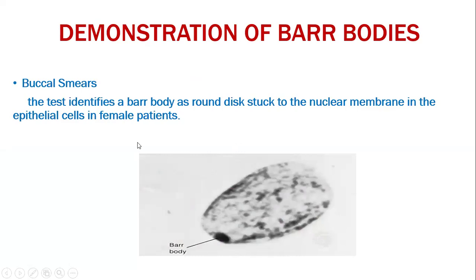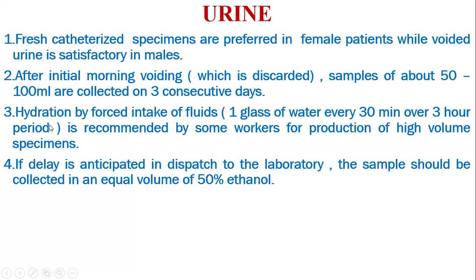So this is nothing but demonstration of Barr bodies in buccal smears. The test identifies a Barr body as a round disc stuck to the nuclear membrane in the epithelial cells in female patients. So again, one more specimen we are going to collect here is urine specimen. Fresh catheterized specimens are preferred in female patients, while voided urine is satisfactory in males. After initial morning voiding, which is discarded, samples of about 50 to 100 ml are collected on 3 consecutive days.